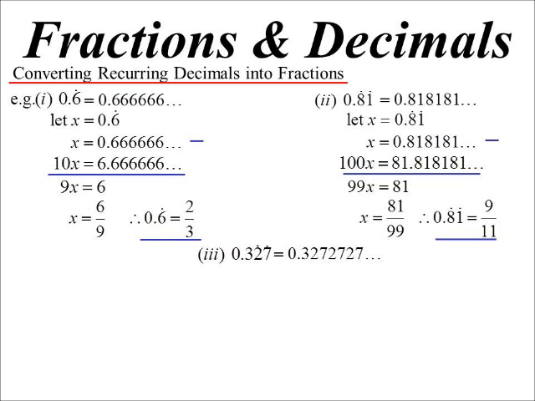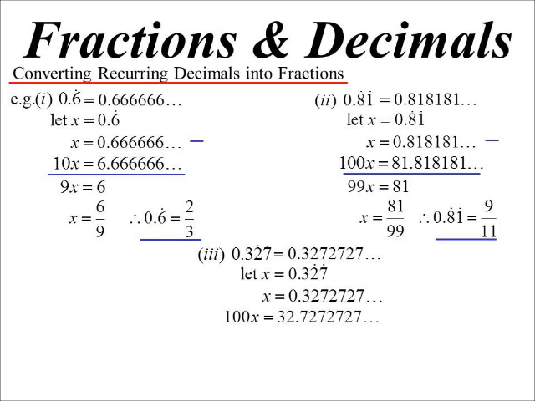So this is 0.32727272... All right, we'll use the same idea. I'll let x equal 0.327272727... Now, if I multiply by 10, no good, because I'll get 3.272727, but it won't line up. If I multiply by 100, it will now line up. Okay. So the idea still remains.